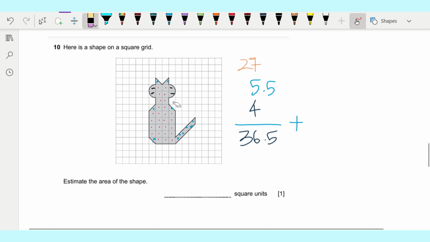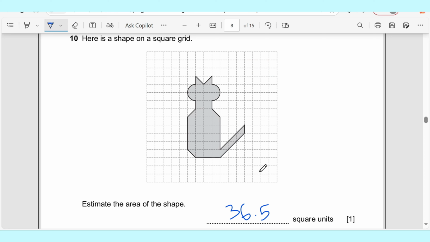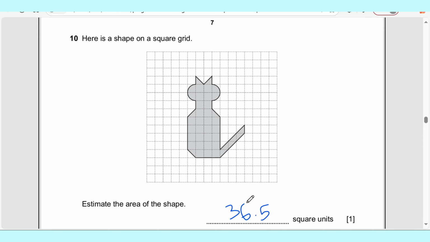1 square. So now what about this one that is more than half? So we count as 1, because it's more than half. 1, 2, 3, 4, so it's 4, so we add up all together, it's 36.5. So this is the example correct answer. If you have any other answer, please write in the comment section if you need to clarify, or it might be helpful for other participants.